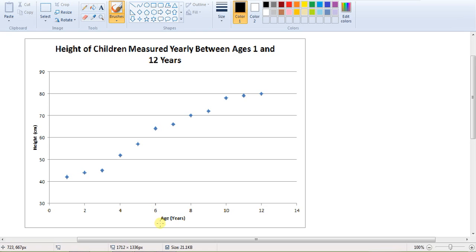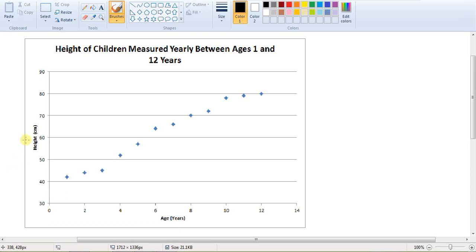So down here we have age, and remember always to put your units when you're labeling your axes. So this is age in years. And once I put my units in the axis label, then I don't need to put it after every number. So I can just put 2, 4, 6, 8, 10, 12, and I don't need to put years after those.